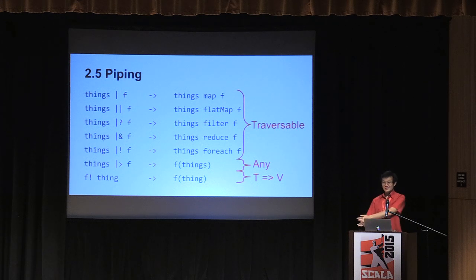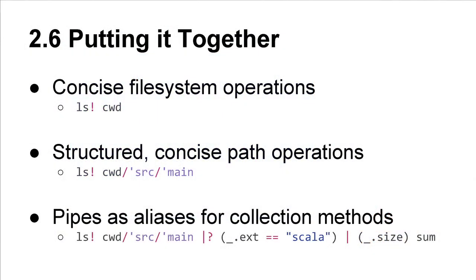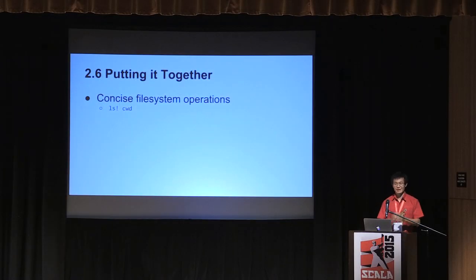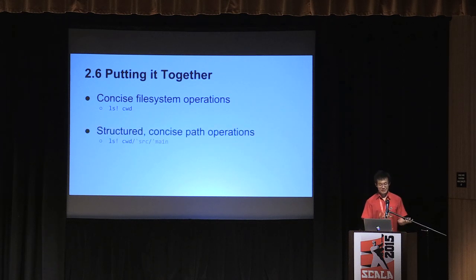So this will not pass your 50-year enterprise accreditation test. But it does pass the make-things-short test, so that people don't mind typing it at the REPL. That's the only purpose these things serve. So putting it together, Ammonite-Ops gives you concise file system operations. Listing is literally 6 or 7 characters rather than a whole bunch. You get structured and concise path operations, which I didn't go into detail on, but you combine paths using slash and symbols and strings for the path segments rather than trying to splice strings together using plus.